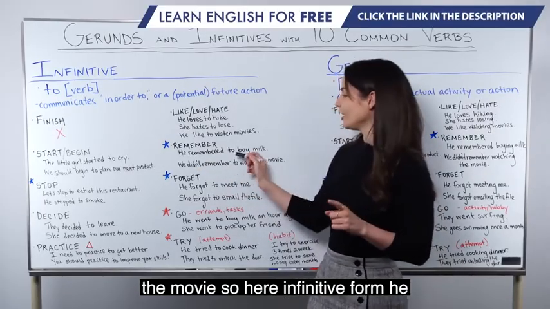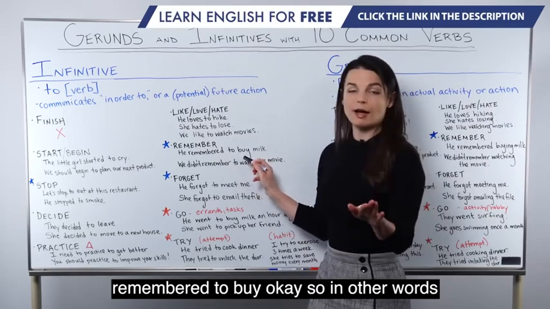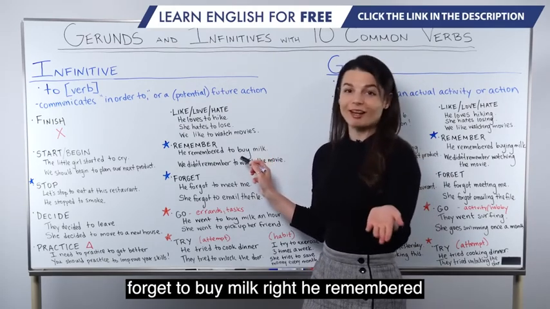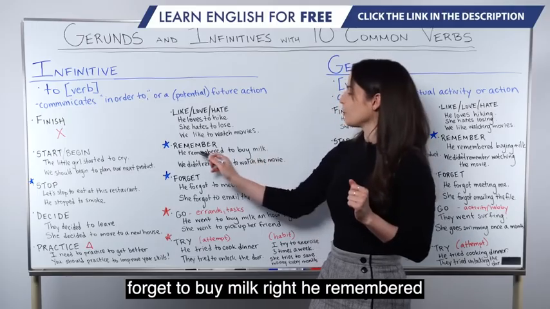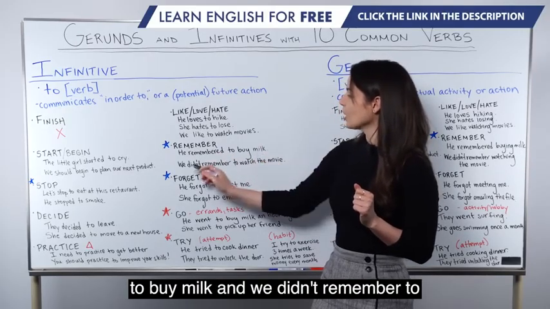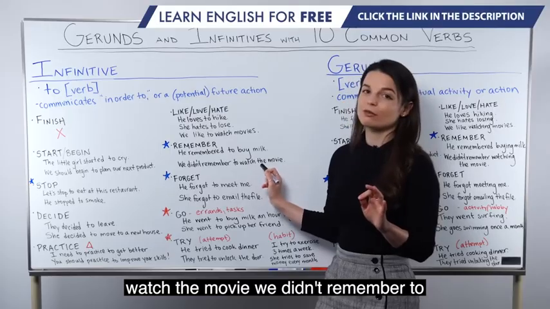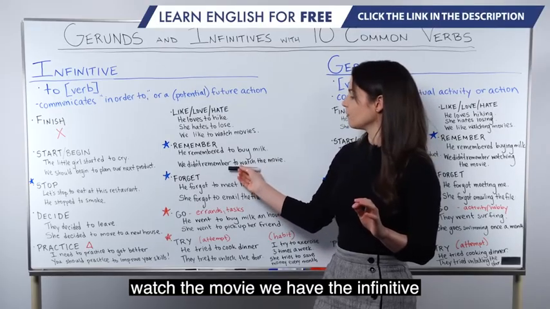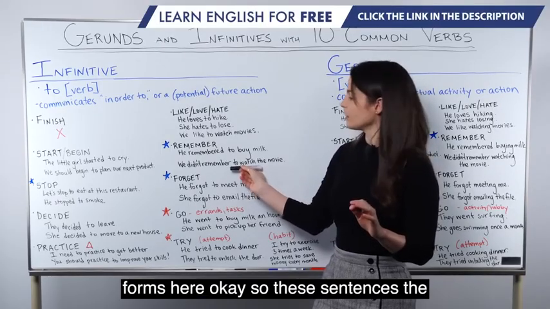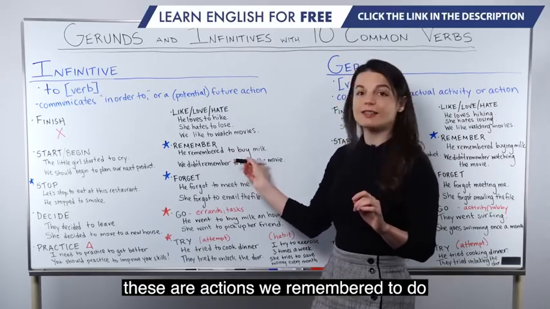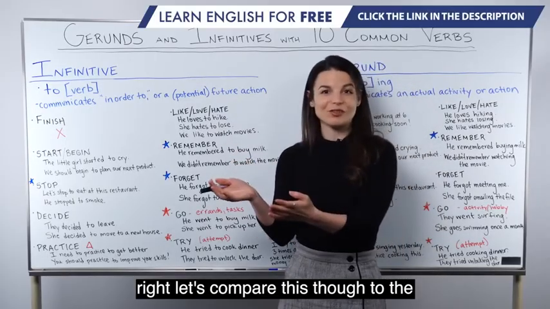So here, infinitive form: he remembered to buy milk. Okay? So in other words, another way to say this is he did not forget to buy milk, right? And we didn't remember to watch the movie. We have the infinitive forms here. So these sentences, the meaning is pretty clear, I think, right? So these are actions we remembered to do, right?